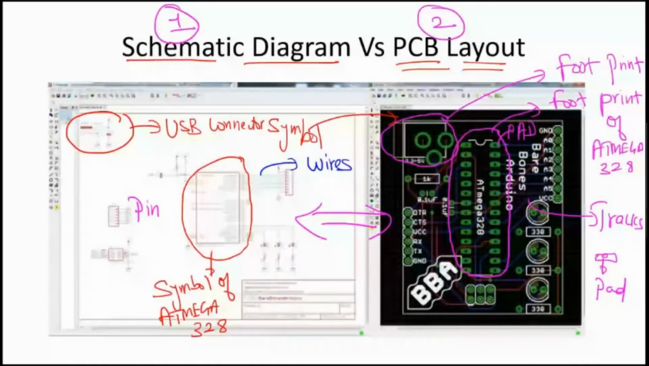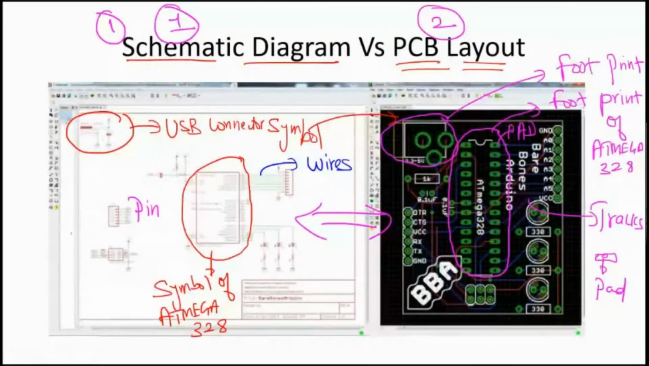It is always recommended to go with the schematic diagram first. So when you want to design a PCB layout, the very first step is to design a schematic diagram and then later convert that into a PCB layout. So there is a one-to-one match between a schematic diagram and a PCB layout. That understanding you have to have very clearly.